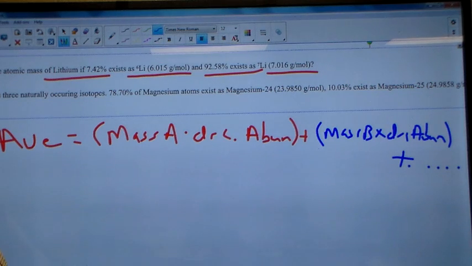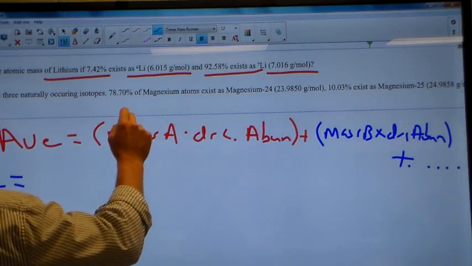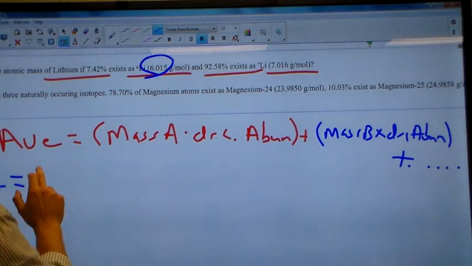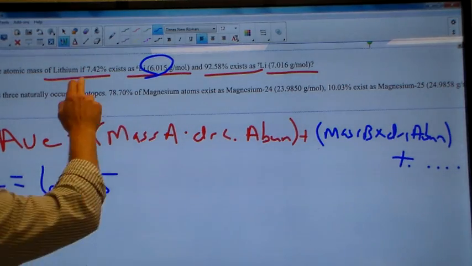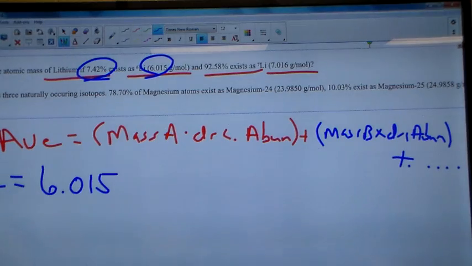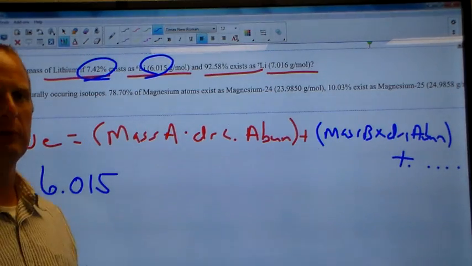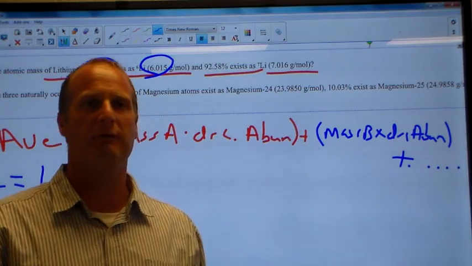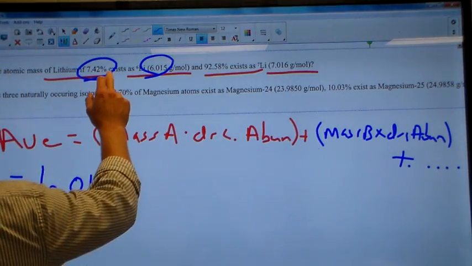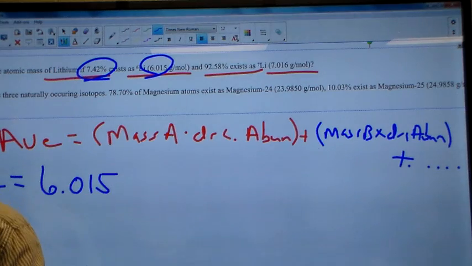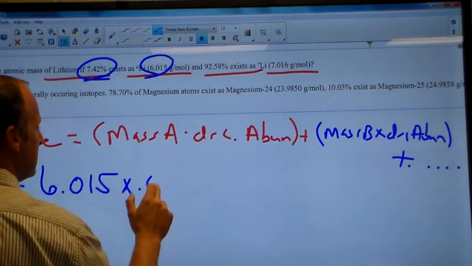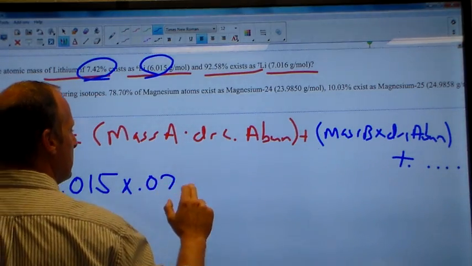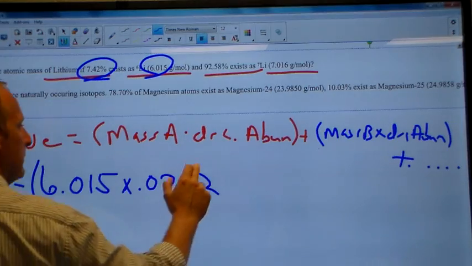So filling that in, we would say the average here is going to be the mass of A, which is 6.015. That's the mass of the first isotope listed, times 7.42 as a decimal. Now it is 7.42% as a decimal. You move the decimal place 2 times to the left, or you divide by 100. When dividing, because percent is 100, when you divide 7.42 by 100, it becomes point. So we're going to multiply this by 0.0742. Move the decimal 2 places to the left.